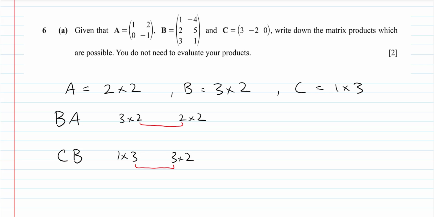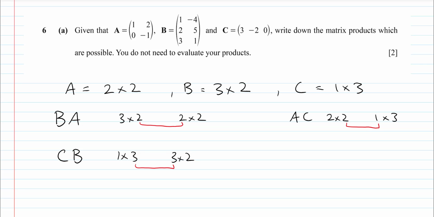So for example, if we wanted to do A times C, so I'll write that over here, A is a 2 by 2 matrix, C is a 1 by 3 matrix, and these inner dimensions here are not the same. Okay, so that will not work.